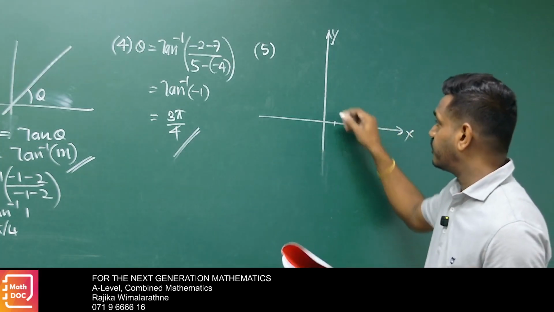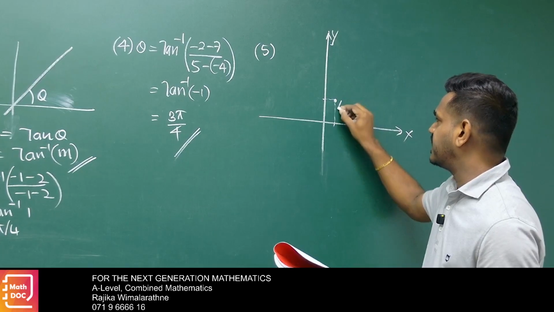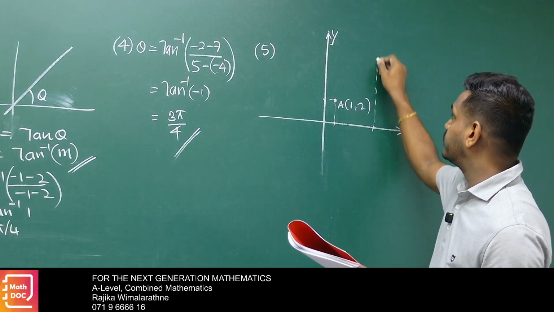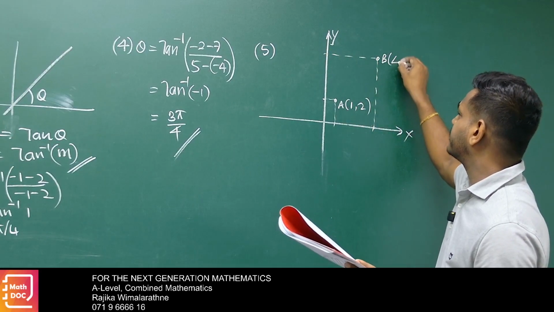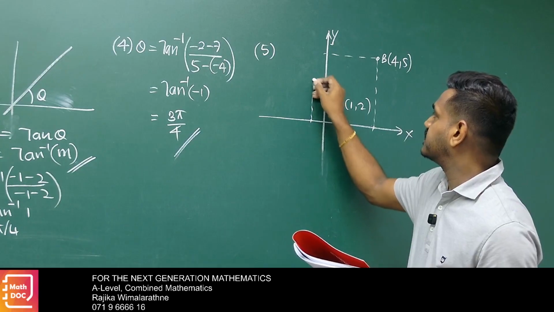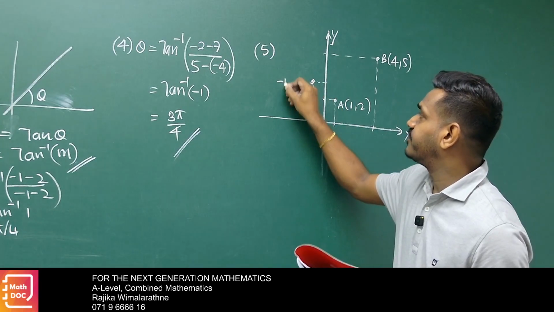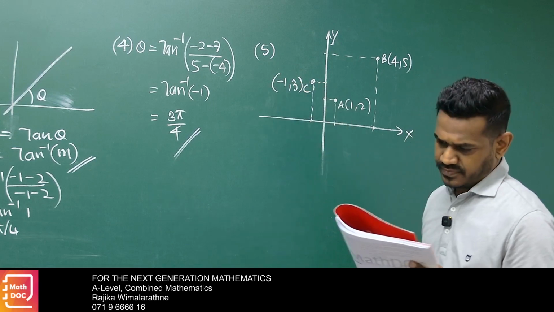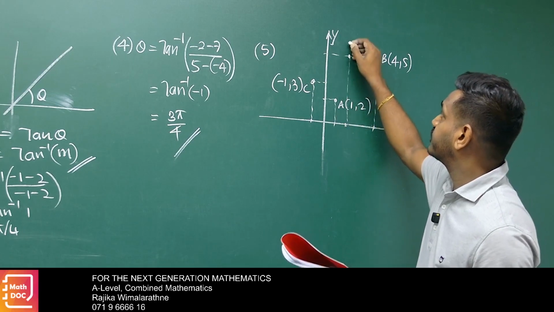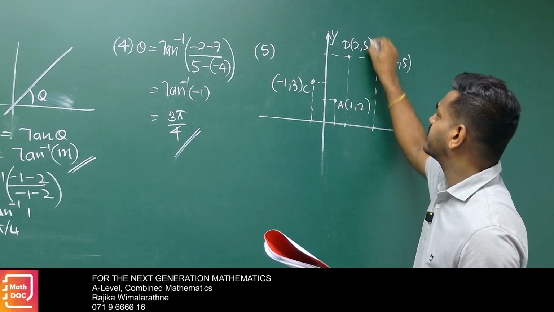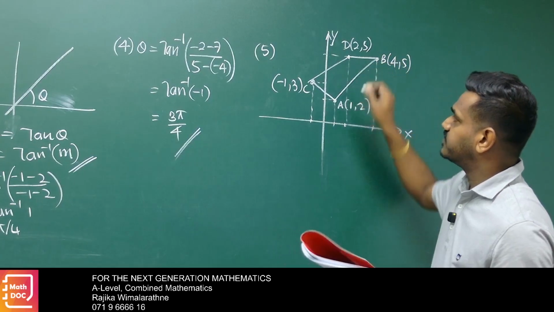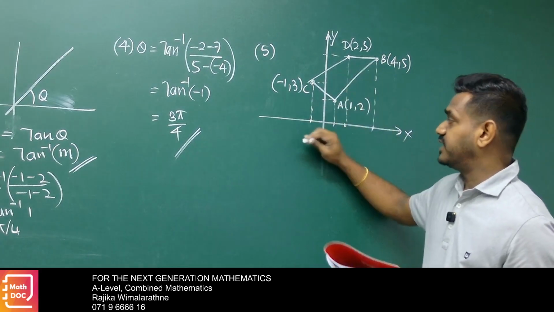Here 1, 2, say A. Second one 4, 5, say B. Next -1, 3, say C. And 2, 5, say D. Then sketch the quadrilateral. By that order, we get this type of quadrilateral.